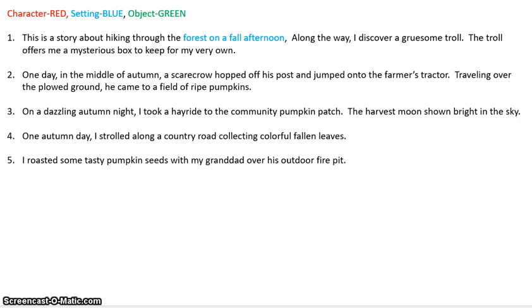The critical setting in blue is going to be forest on a fall afternoon. Now remember, setting can be time or place or both. So forest on a fall afternoon. Next, I think I went to character, and that is going to be your gruesome troll. And then in green, you should find your object, which should be your mysterious box.